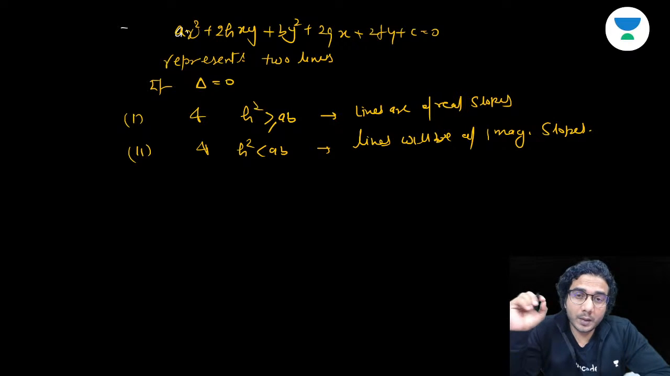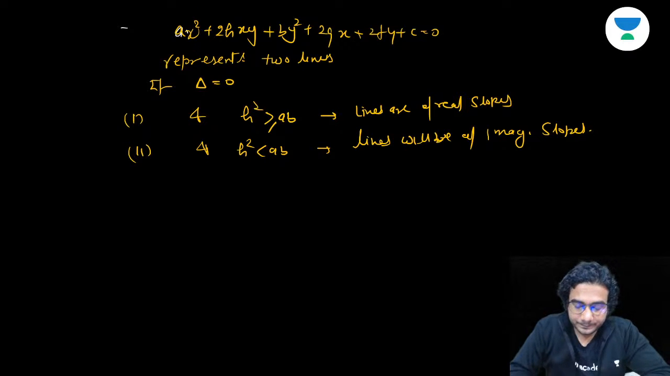For real and non-parallel lines, it is h square is more than AB. You'll have to remove the equality also. Delta is 0 and h square is more than AB for real and non-parallel lines. Is that okay?